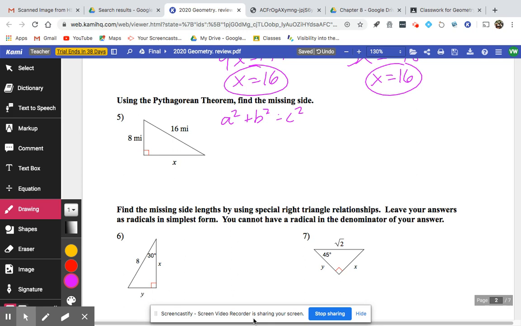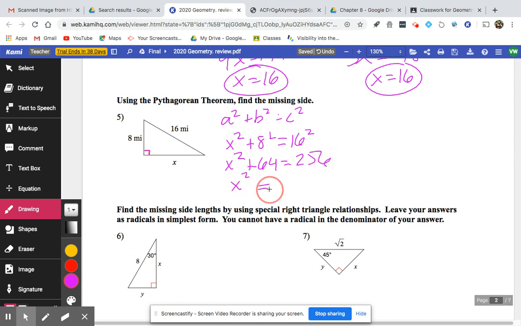Or, the way I think about it, you see that right angle symbol? Our hypotenuse never touches that right angle. The sides that do touch that right angle are our legs, or our A and B. So let's go ahead and start cracking at it. X squared plus 8 squared equals 16 squared. X squared plus 64 equals 256.